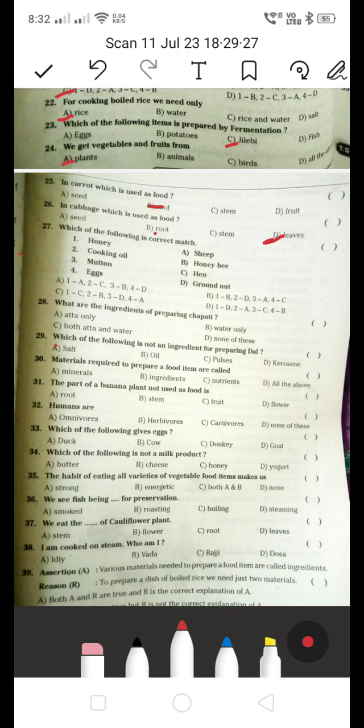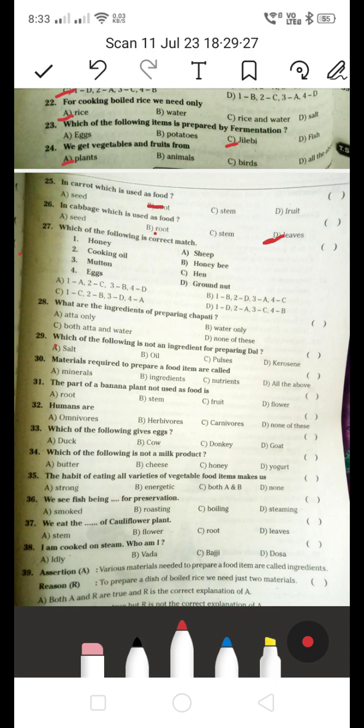Which of the following is correctly matched? 1 honey, 2 cooking oil, 3 mutton, 4 egg, and A, sheep, B, honey bees, C, hen, D, groundnut. Ante A question ki edi matches avutundi manaki honey anedi ekkada nunchi vastundi? It's honey bees nunchi vastundi.